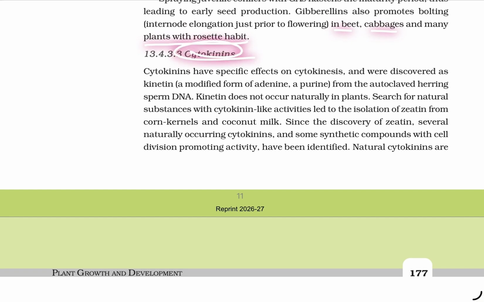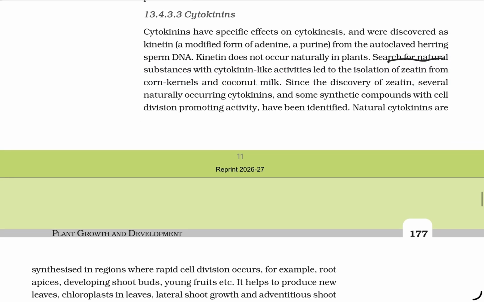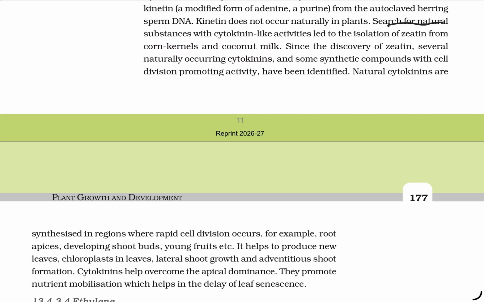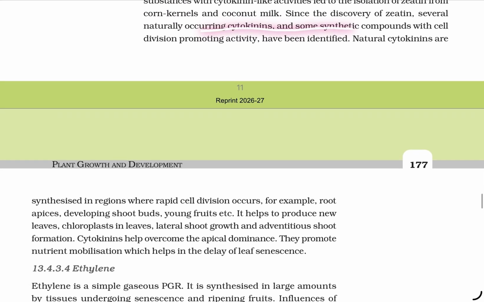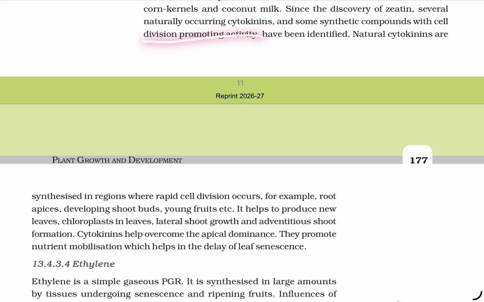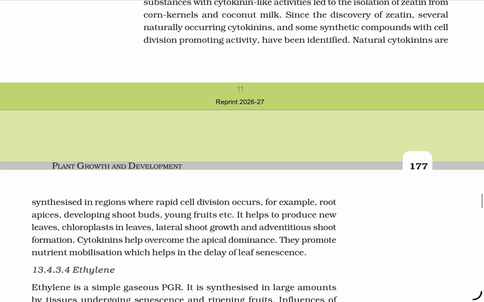Cytokinins. Cytokinins have a specific effect on cytokinesis and were discovered as kinetin, a modified form of adenine, a purine, from autoclaved herring sperm DNA. Kinetin does not occur naturally in plants. Search for natural substances with cytokinin activity led to the isolation of zeatin from corn kernels and coconut milk. Since the discovery of zeatin, several naturally occurring cytokinins and some synthetic compounds with cell division promoting activity have been identified.